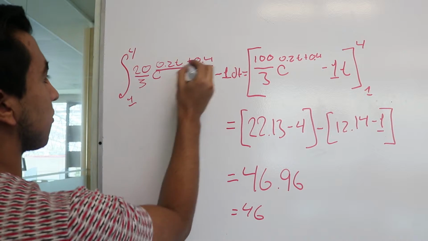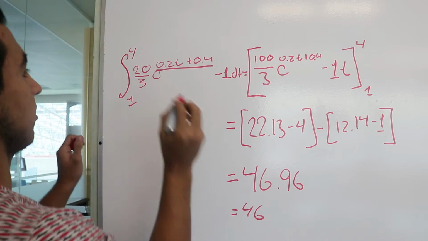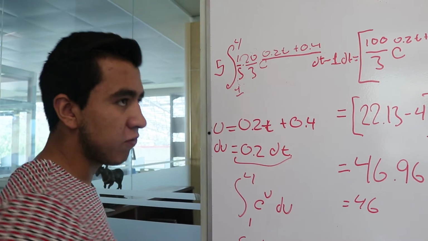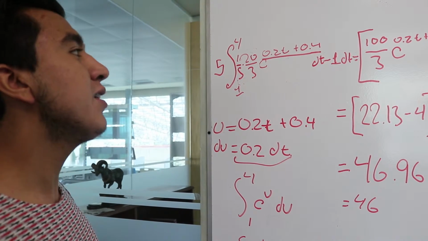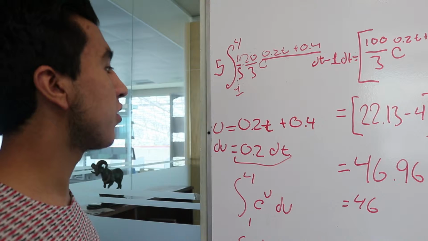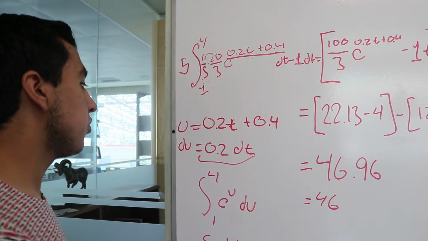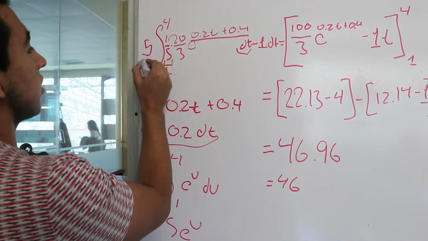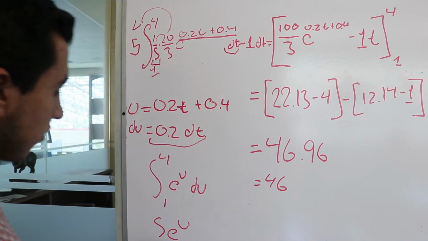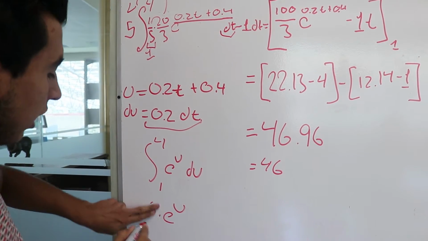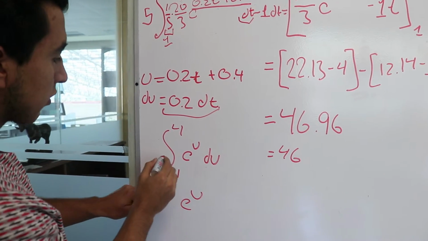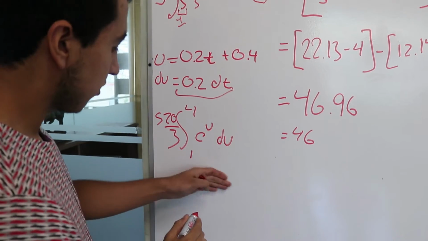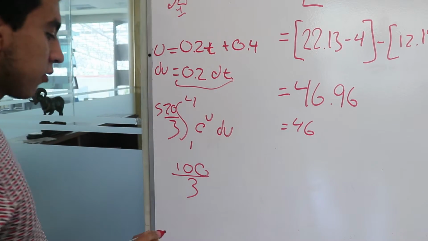this part because we cannot make the integral just like that. So u will be 0.2t plus 0.4, and our du will be 0.2. We are going to take the constant outside the integral. So once we have resolved the integral, it would look like this. So the final result would be 100 thirds.